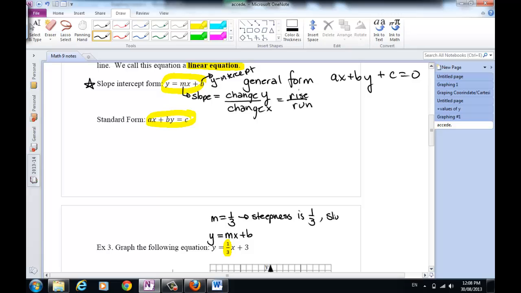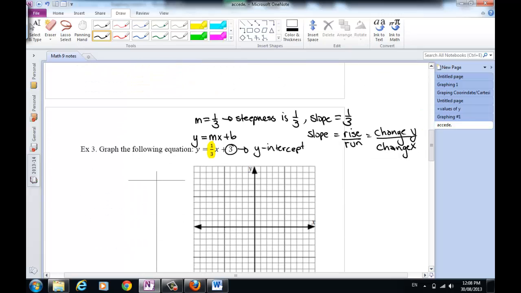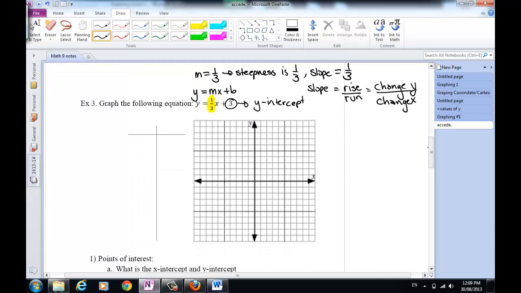Or we could say our slope is 1/3. And this is, remember, slope is just rise over run. Or change in y over change in x. Okay, and then we have 3, which is our y-intercept. Alright, so the first way we're going to plot this, the first way we're going to graph this, we're actually going to use a table of values. So the first step is to actually create a table of values.